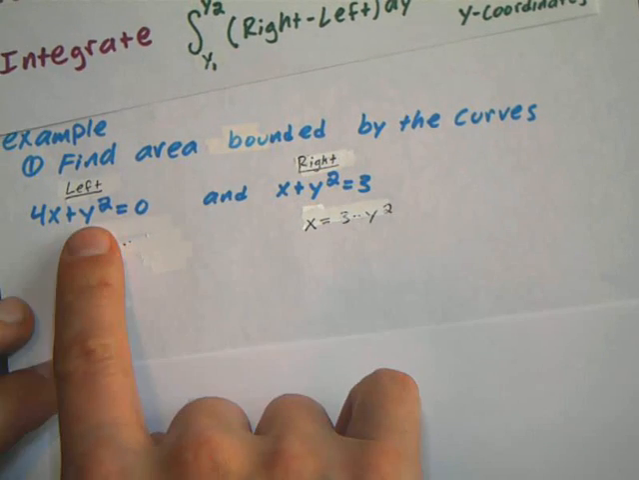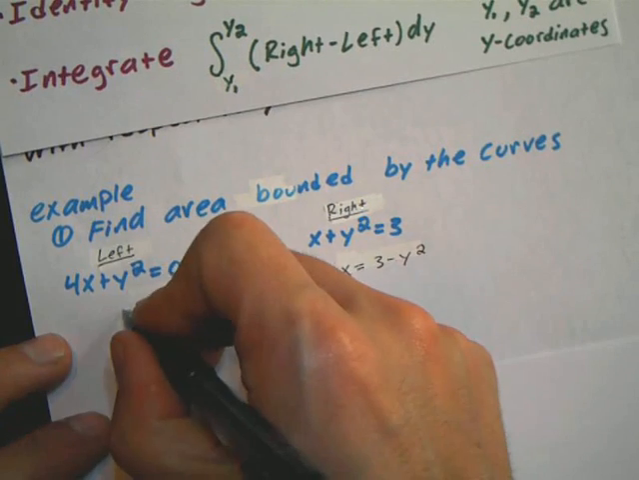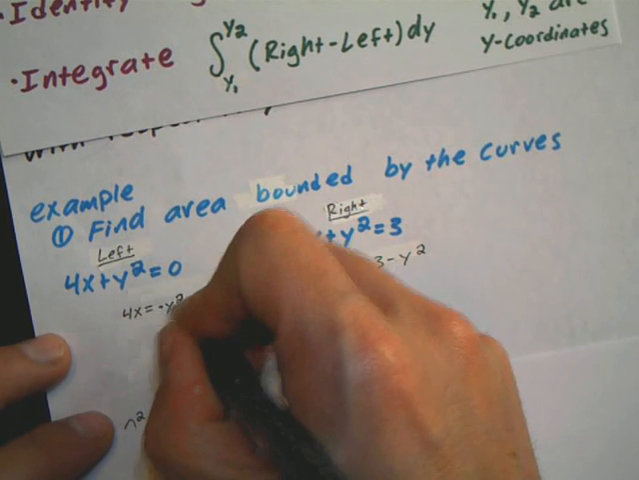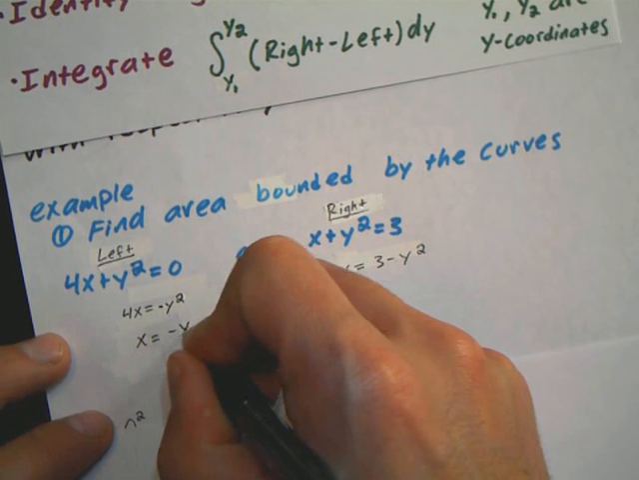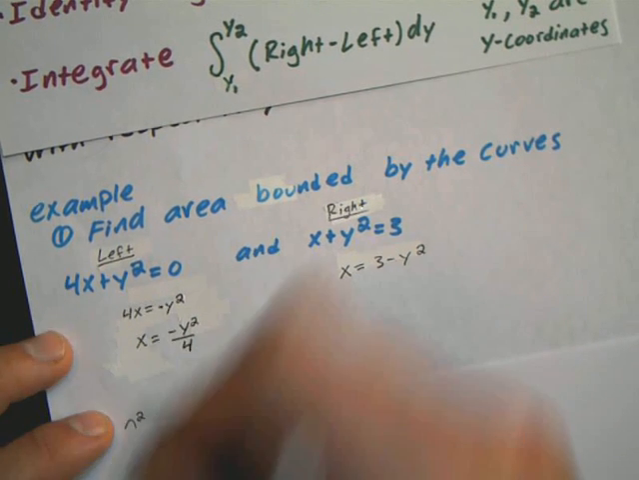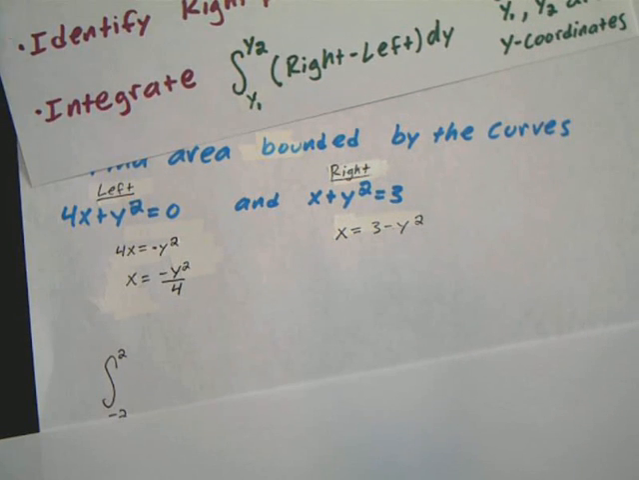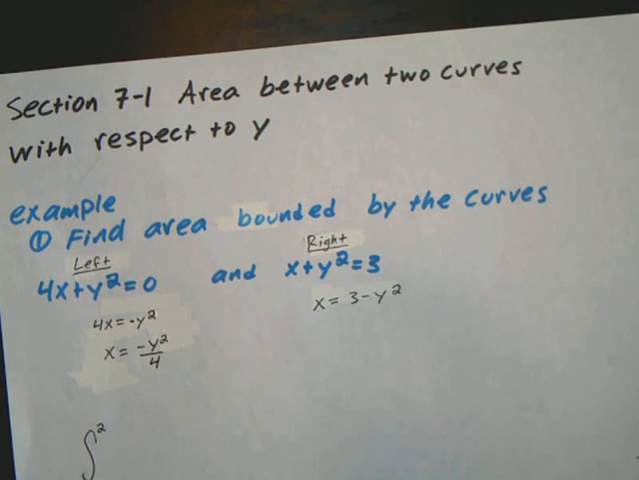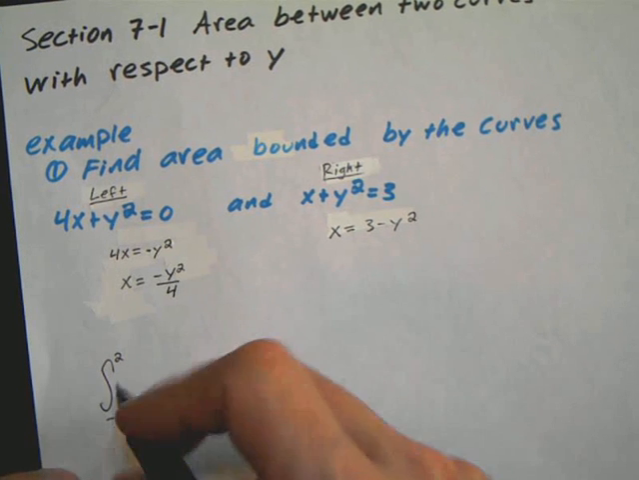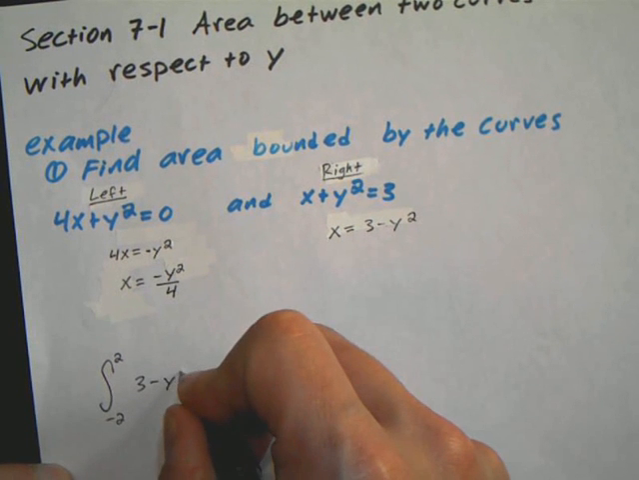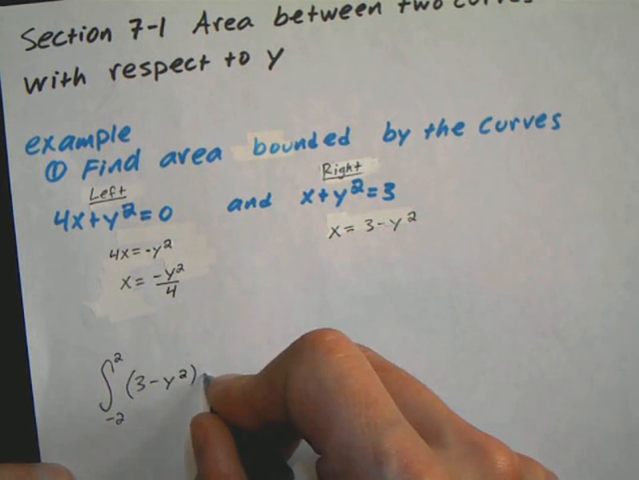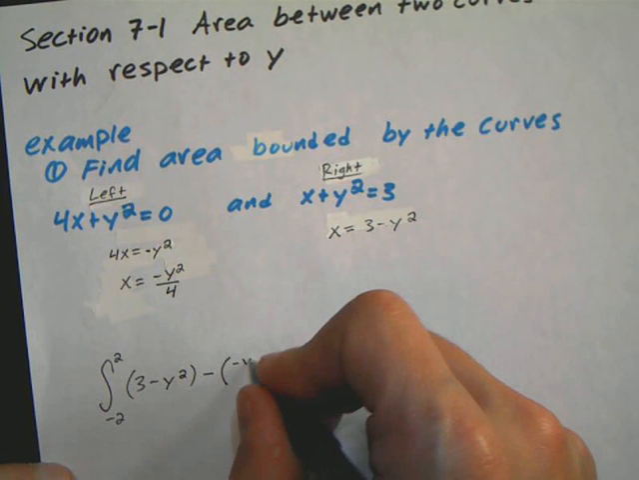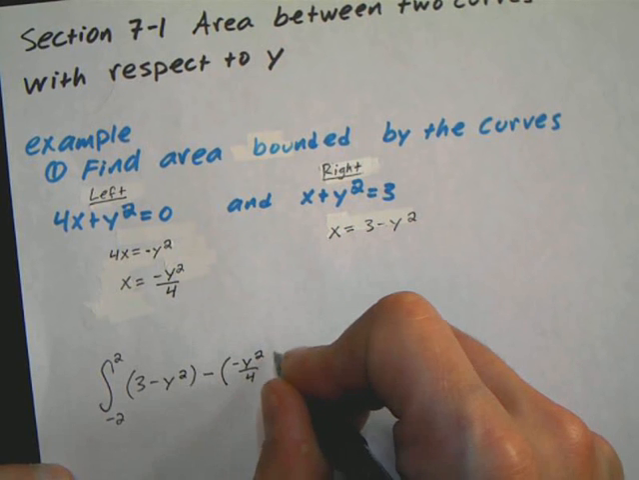And to solve this one, I end up with 4x equal to negative y squared, which gives me negative y squared over 4. And so my integral is going to be set up as the right function, which is 3 minus y squared, minus the left function, which is negative y squared over 4 dy.